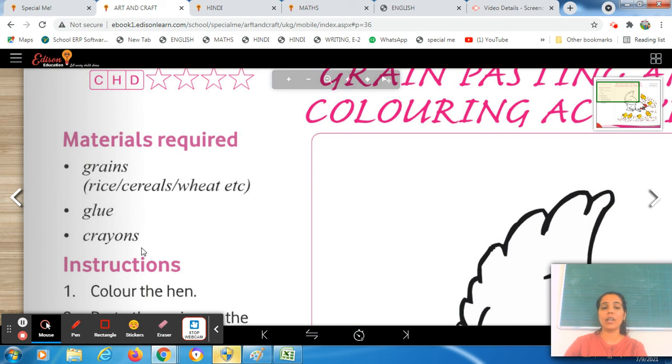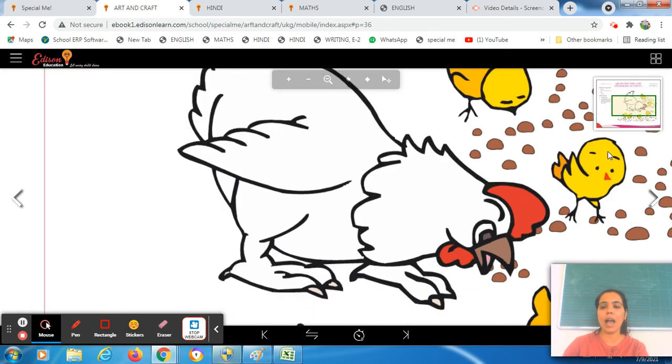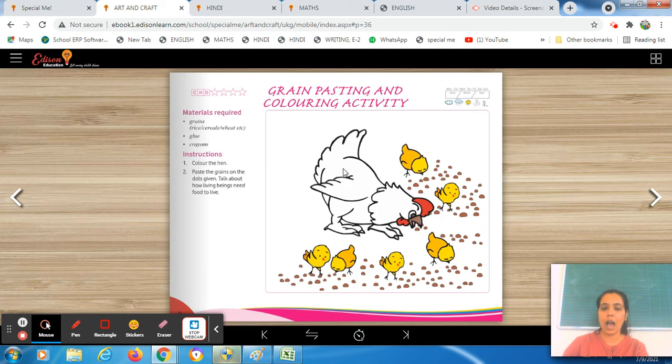Then next thing we have to do coloring. So for coloring you need crayons. So that you already have. So today what we will do, only we have to color this hen. Okay, what you have to do, you only have to color the hen with a yellow color. Okay, use yellow color only to color our hen. Okay, so you will need to have a yellow color in hand.